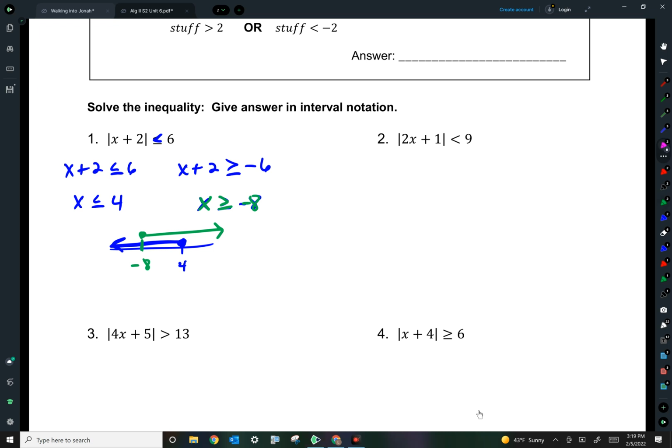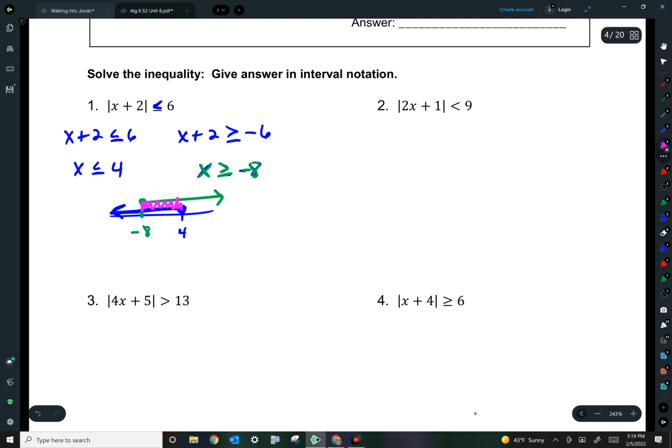Sorry about that. So where do those two overlap? Well, they overlap between negative 8 and 4. So that means the solution is the intersection. It's everything between negative 8 all the way up to 4. Whoops, I don't want that parenthesis. I want a bracket, because of the equal to. So because it's an equal to, I'm going to say bracket negative 8, bracket 4. That means everything from negative 8 all the way up to 4. It's not an ordered pair, it's an interval.